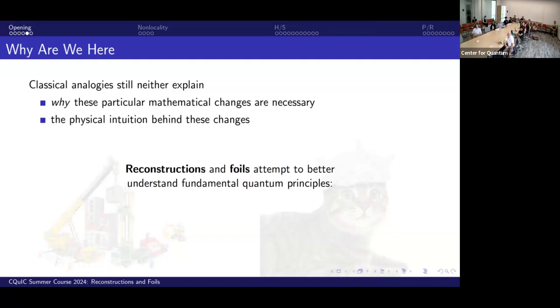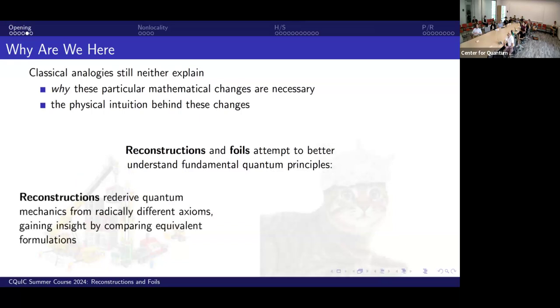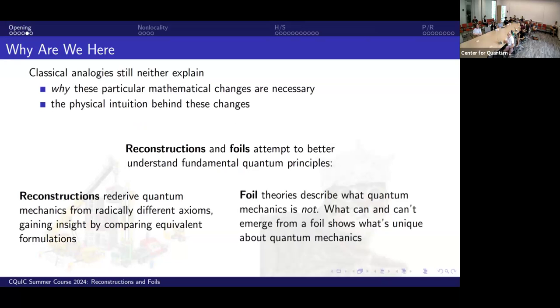Now, the point of reconstructions and foils is to attempt to better understand these principles that are going into quantum mechanics. Reconstructions try to rederive quantum mechanics using maybe more natural axioms, and the idea is to try to gain insight by comparing all these different equivalent formulations of quantum mechanics. Meanwhile, foils try to describe what quantum mechanics is not. The idea being that what can and can't emerge from the theory is in some sense a foil to quantum mechanics. It tells you what's unique and special about the quantum mechanics that we use.